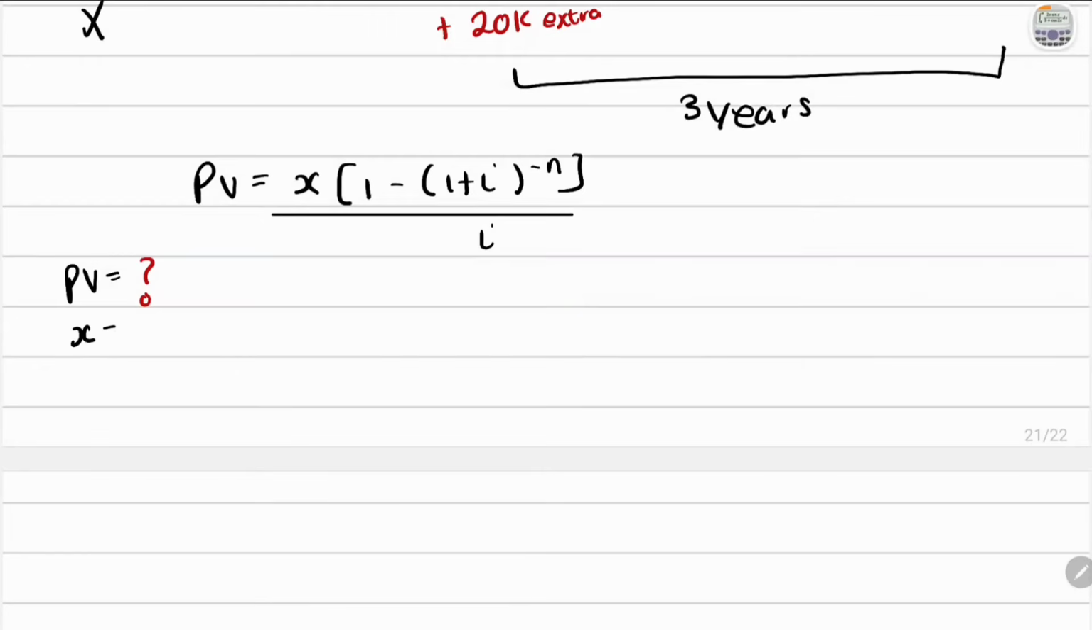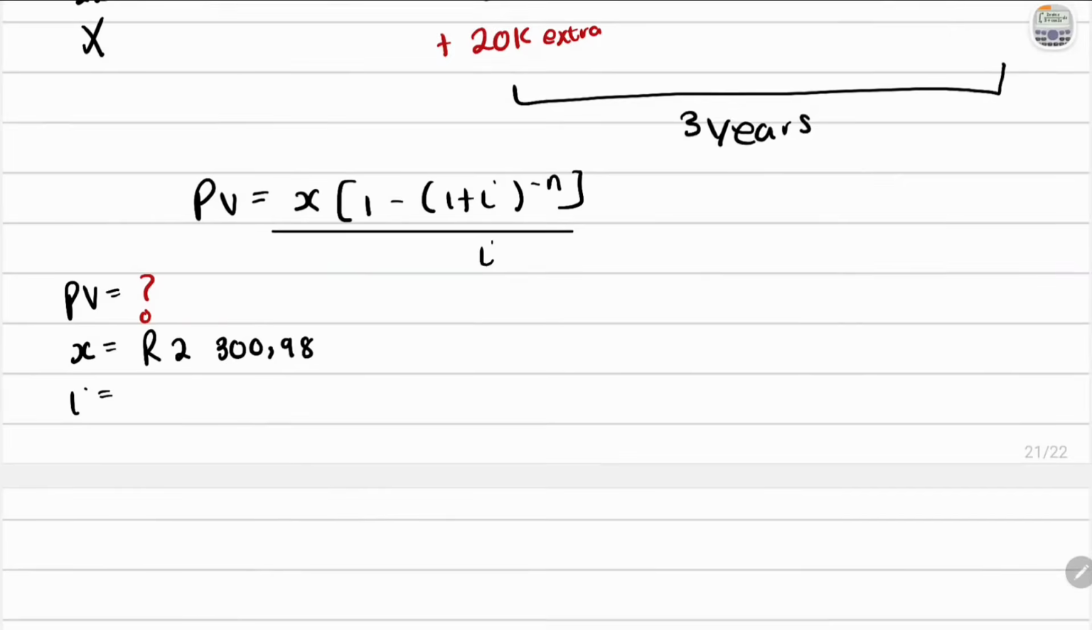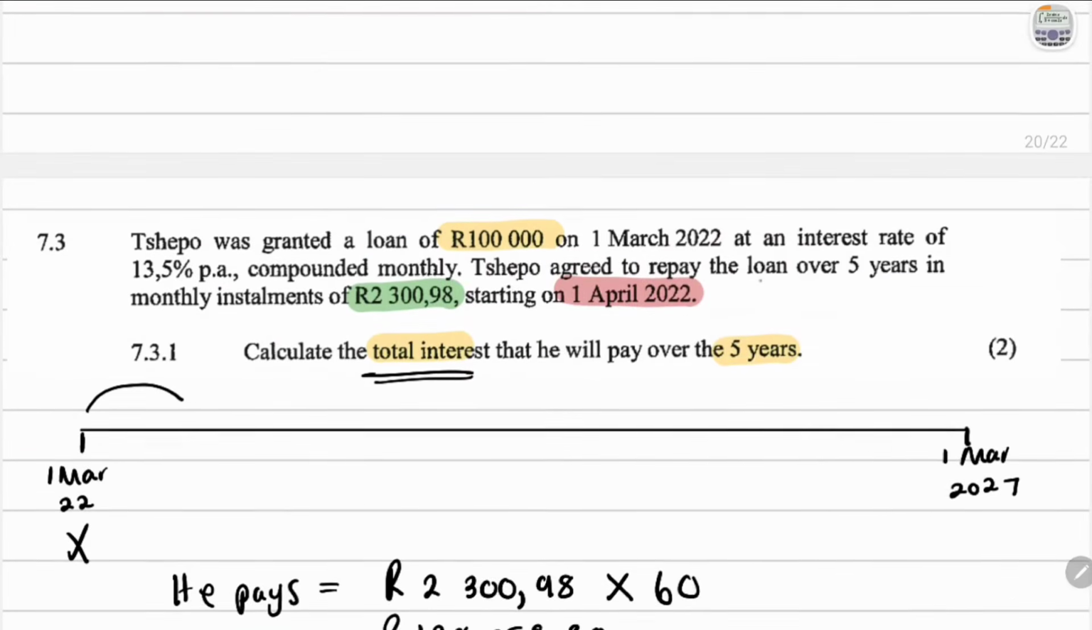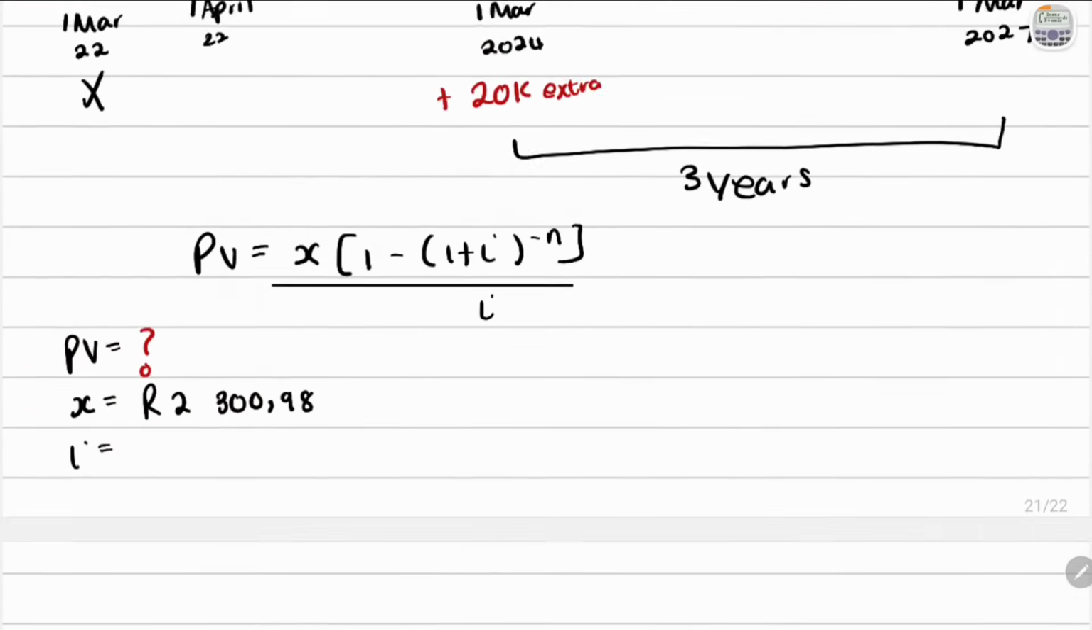And then the X amount, we know how much he keeps paying every month. It's 2,398 cents. Then I is still the same. It's still the interest, which is that 13.5%, right? Compounded monthly, of course.